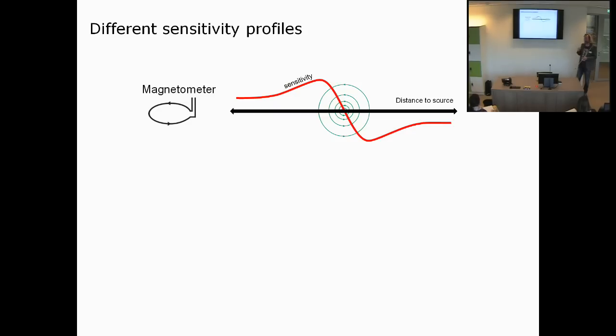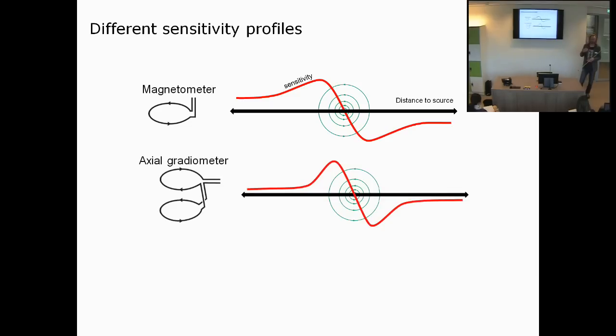The advantage of magnetometers is that they are sensitive to sources that are further away. The disadvantage is that they are sensitive to sources further away. Magnetometers allow you to record activity from the deeper brain regions, but they are also sensitive to environmental noise. That's why most of the sites that have an MEG system use either axial gradiometers or planar gradiometers.